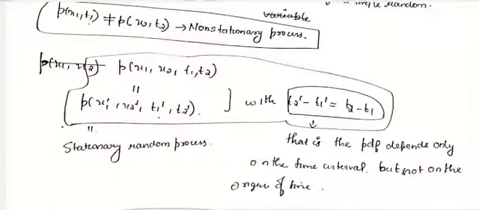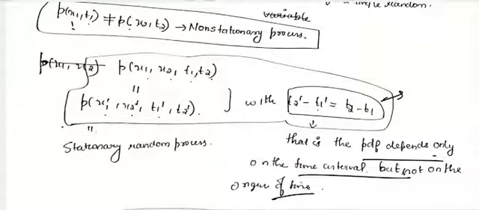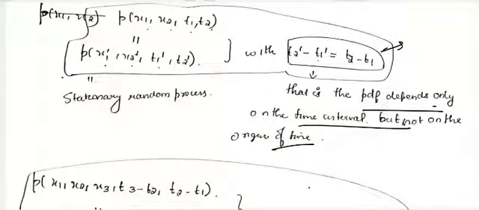Okay. We have considered one random variable at a time, right. So, if we are considering two random variables at a time, p of x1 and x2, at time instants t1 and t2, and p of x1 dash and x2 dash at time instants t1 dash and t2 dash, this must be satisfied: t2 dash minus t1 dash should be equal to t2 minus t1, that is the time interval. The PDF only depends on the time interval, but not on the origin of time. Then it is known as a stationary random process.